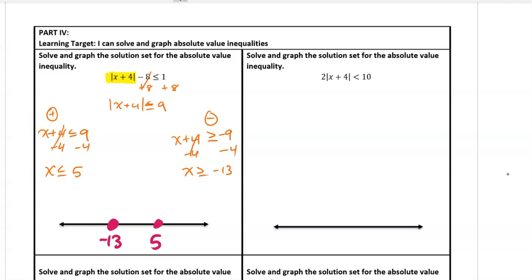Now, when we graph the number lines, we can do this two ways. We can read, if you are comfortable reading the inequalities, this one says x is less than or equal to 5. Well, less than 5 is going to be right here in the middle. And it also says x is greater than or equal to negative 13. So we're going to shade towards the middle here.